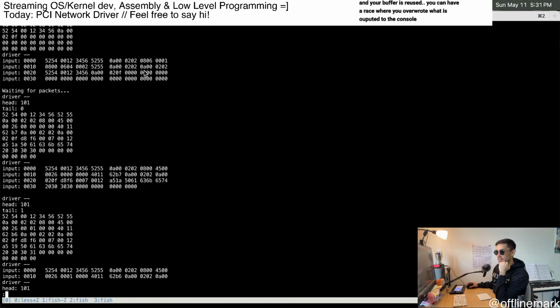It's actually very interesting. I'm just going to, oh wait, Michal. If the mechanism is used and the end of transmission is not checked properly and your buffer is reused, you can have a race where you overwrote what is outputted to the console. There's a mechanism in x86 to write a buffer. I'll keep that in mind.